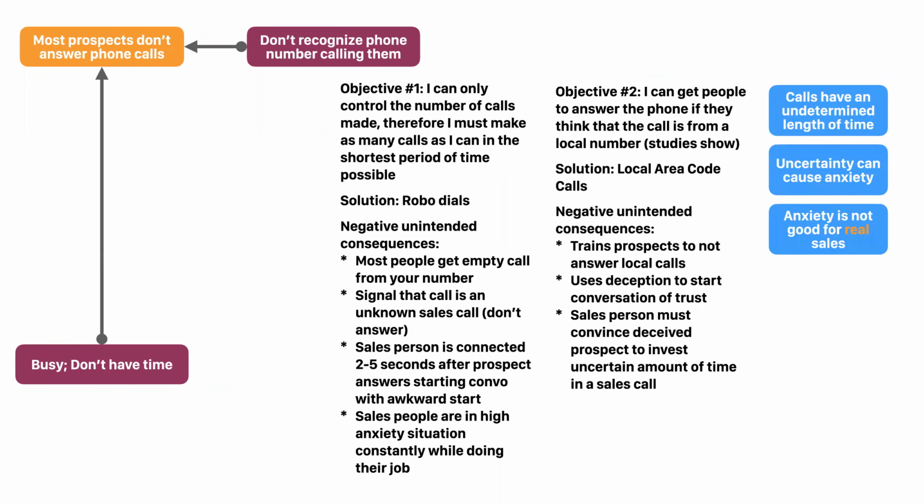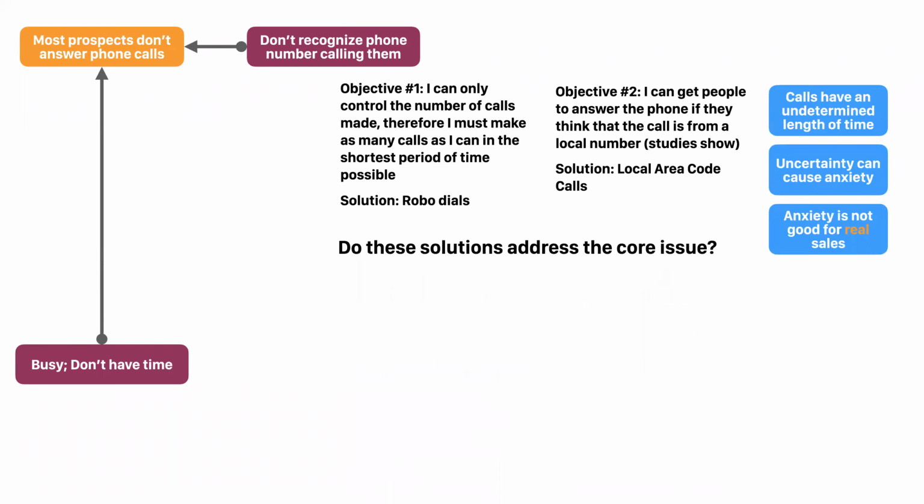And I'll just throw these things up there that we talked about in the previous slide. The fact that calls have an undetermined length of time, the uncertainty, and then also the anxiety. All those things are not good for sales. And so the ultimate question that I would have for anybody watching is, do these solutions address the core issue? Do they resolve the problem of the person not recognizing the phone number calling them? And then the other question I have for you is, do these solutions make the core issue worse? What are your thoughts, Tyler? Yeah, they don't address the core issue, and they do make it worse for sure.